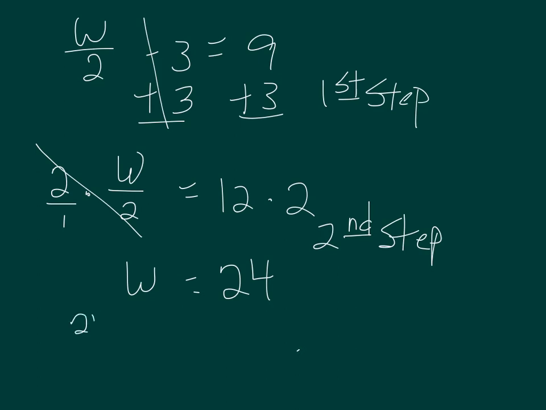So take our original equation, only instead of using w, we're going to use 24. So 24 divided by 2 minus 3, does it equal 9? Well, what's 24 divided by 2? Yep, it's 12 minus 3. What's 12 minus 3? 9. So our answer is correct.